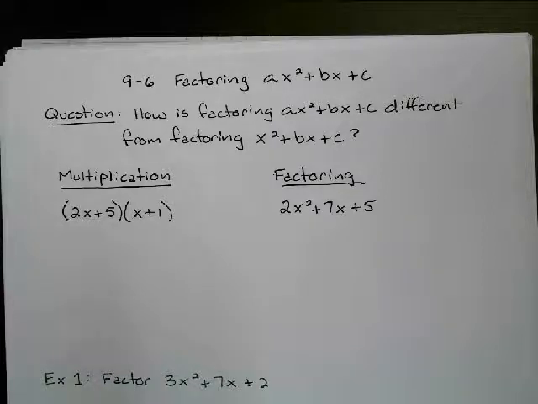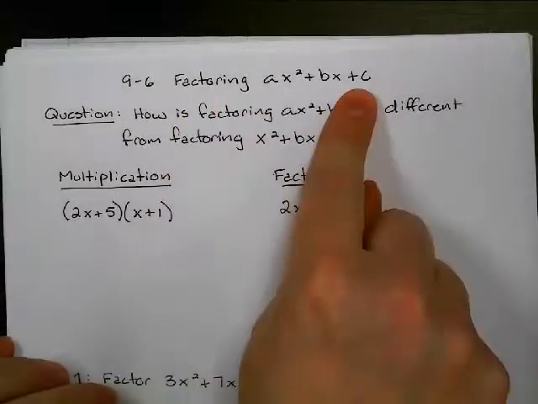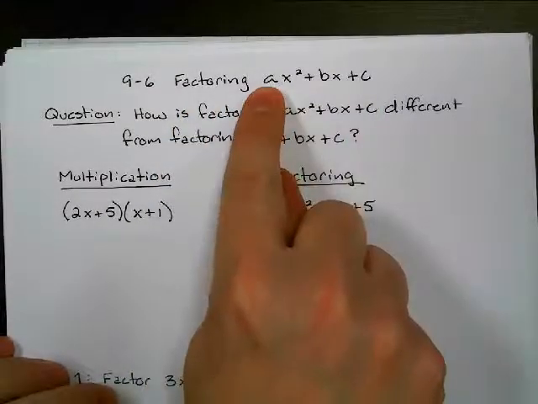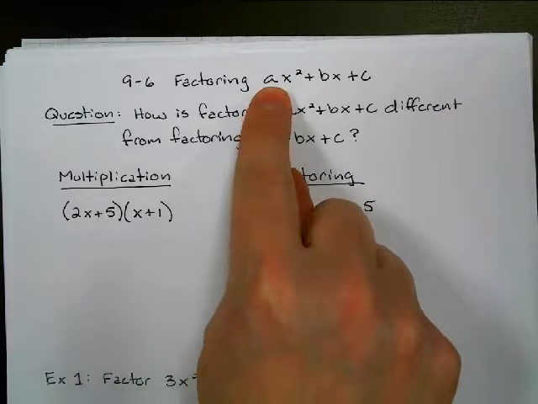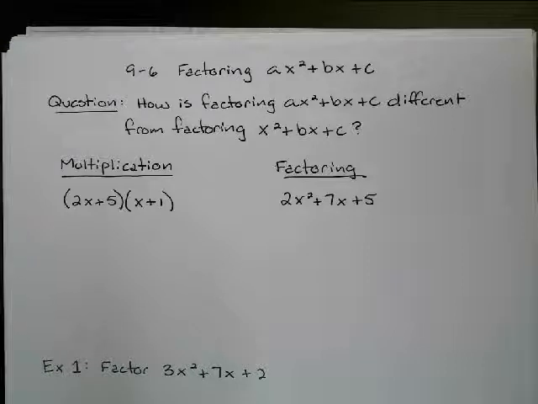All right, Math 2, this is the good stuff. We're going to be factoring a trinomial when there's a leading coefficient. So there's going to be a number out front this time. In our last lesson, we were doing the easier trinomials where there wasn't a number out front. So this is going to just add a small layer of complexity to what we're doing.